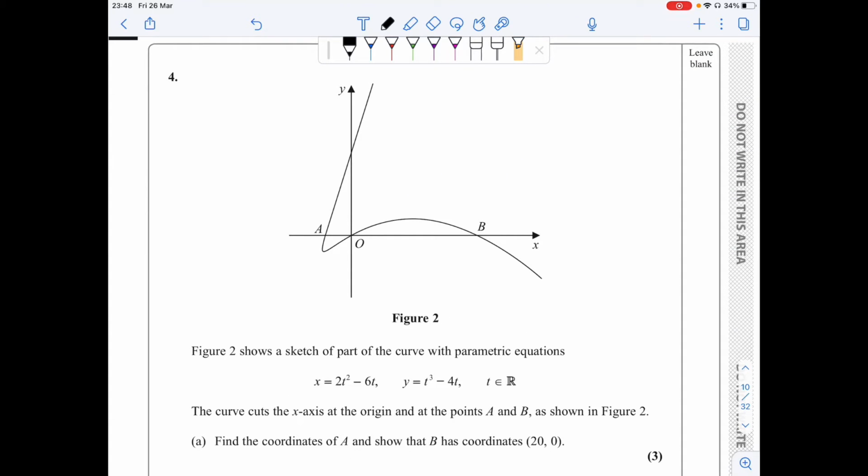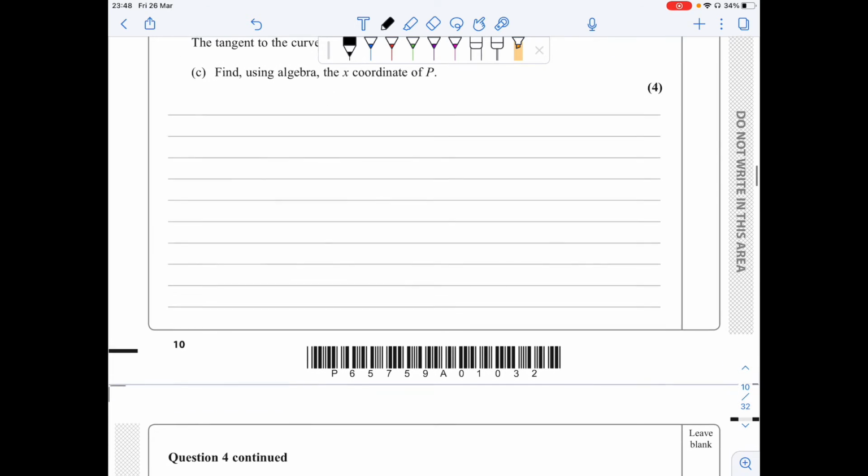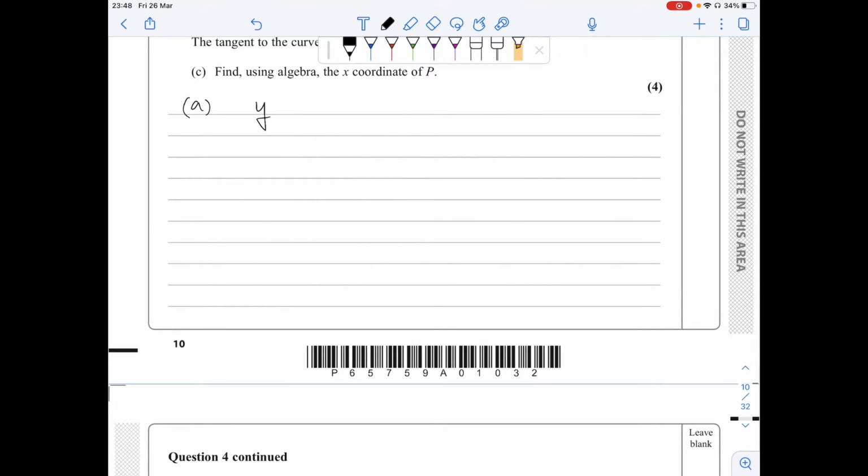I will start part A of question 4 by setting y equal to 0. This means that 0 is equal to t to the power of 3 minus 4t. I will factorize, so t squared minus 4. Know that the bracket is the difference of two squares, so 0 equals t minus 2, t plus 2. So t is equal to 0, or t is equal to 2, or t is equal to minus 2.